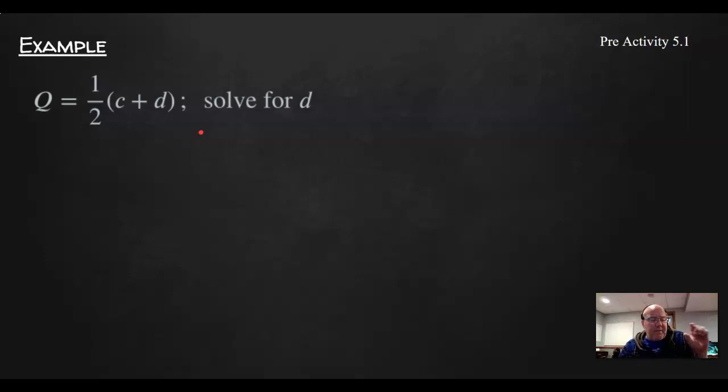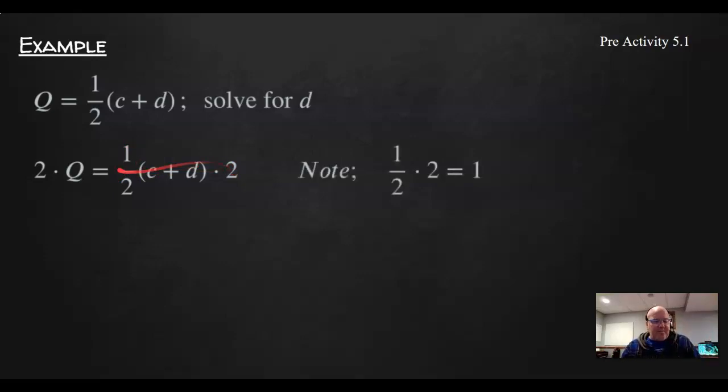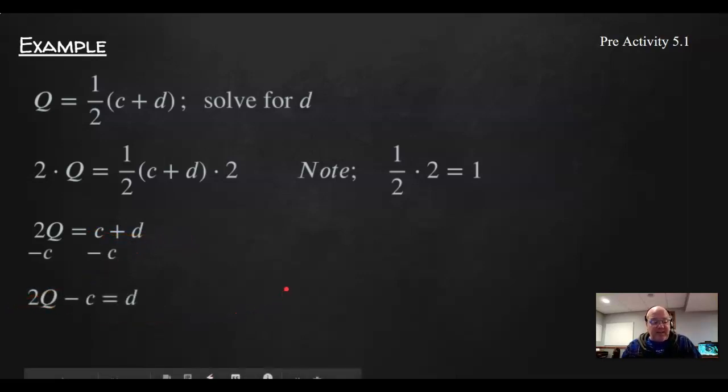But perhaps a more efficient way is, since this 1/2 is held together to the C plus D by multiplication, I can force a 1 by multiplying the 1/2 by 2. 1/2 times its reciprocal, 2, is equal to 1. So since I multiply both sides by 2, I end up getting 2Q is equal to C plus D. And now, to solve for D, all I have to do is subtract C from both sides. So I get 2Q minus C is equal to D.